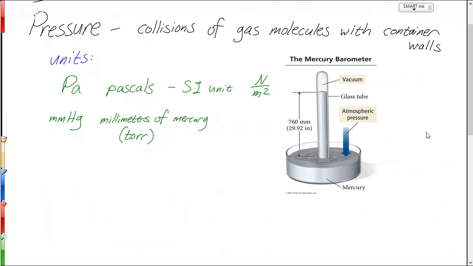I don't know if anybody died from mercury poisoning or not, but don't do this. Anyway, if you do this, the atmospheric pressure pushes down on the mercury in that container, and it pushes it up the tube. The distance it pushes it up the evacuated tube is that millimeters. So 1 atmosphere, the pressure of the atmosphere at sea level, can push that mercury up 760 millimeters. That's where the millimeters of mercury comes in.